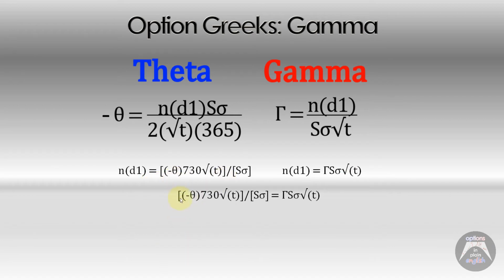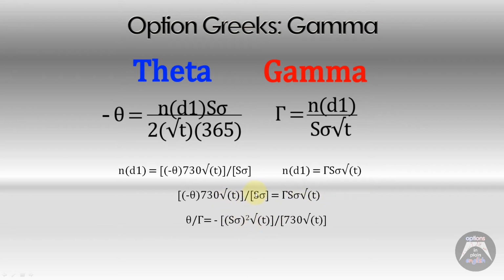So this is going to be minus theta 730 square root of time divided by stock price implied volatility. It's going to be equal to gamma stock price implied volatility square root of time. So if we solve for theta divided by gamma so that we can get the price that we're going to pay for every unit of gamma, it's going to be the negative sign, and then we keep everything here. So stock price, sigma, implied volatility, square root of time.